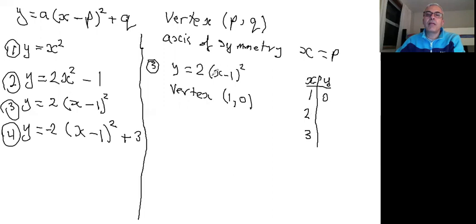Take this 2, plug it back into the equation. 2 minus 1 is 1, 1 squared is 1, times 2 is 2. Order of operations, okay. Take the 3, sub it into here. 3 minus 1 is 2, 2 squared is 4, times 2 is 8.